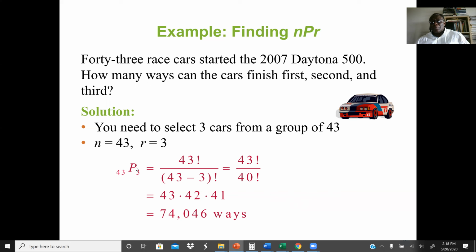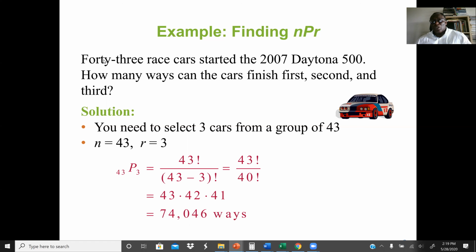So we're looking for the permutation of 43 and 3. It will be 43 factorial over 43 minus 3 factorial, which gives 43 factorial over 40 factorial. We know 40 factorial is 40 times 39 all the way to 1, and 43 factorial is 43, 42, 41, then 40 to 1. So I'm going to cancel 40 to 1 from top and bottom. It will leave 43 times 42 times 41.